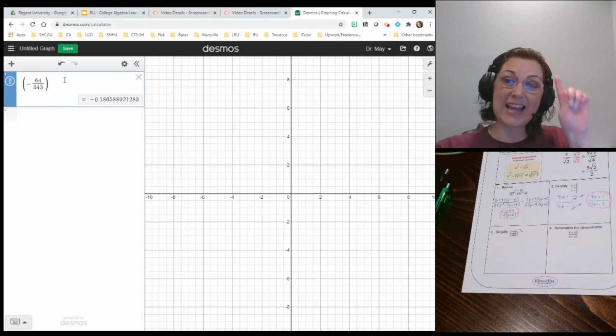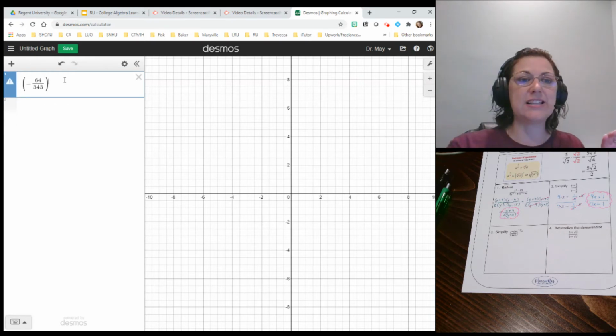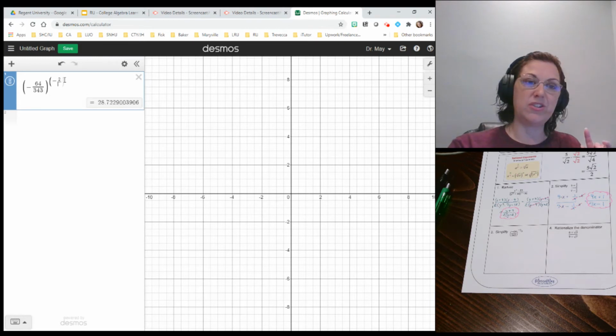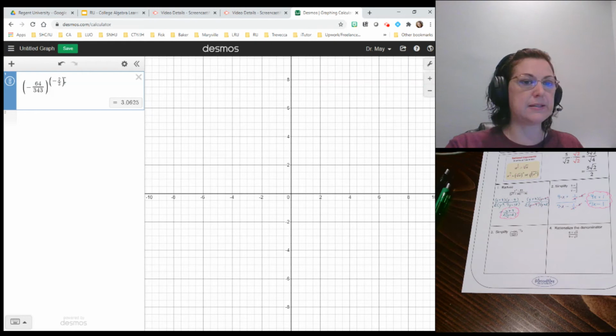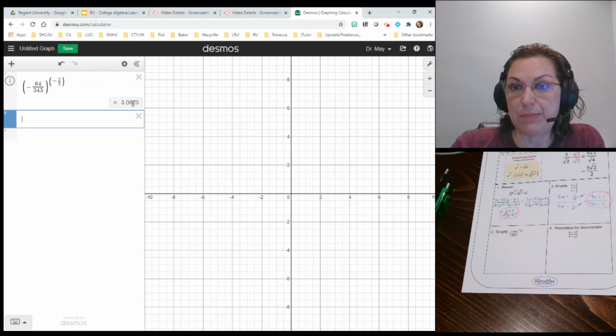And then to do the exponent, you're going to have to do shift 6. So that's caret 6. And then use a parentheses again to do negative 2 divided by 3. Close the parentheses, and then you can press enter. So you'll notice that Desmos gave you a decimal, 3.0625.